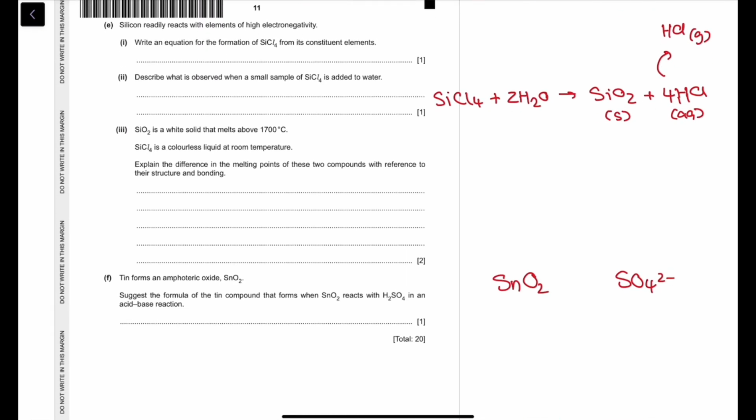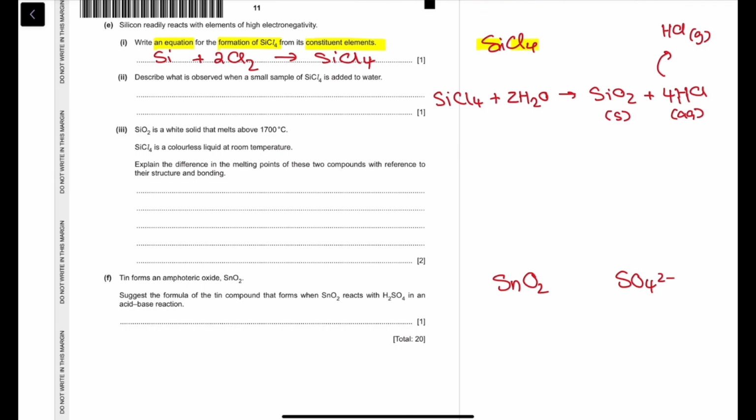Silicon readily reacts with elements of high electronegativity. Write an equation for the formation of SiCl4 from its constituent elements. So SiCl4, as you can see, consists of 2 elements, silicon and chlorine, to form SiCl4. Because there are 4 chlorines on the right hand side, we must multiply the left hand side chlorine molecules by 2 to balance the equation.